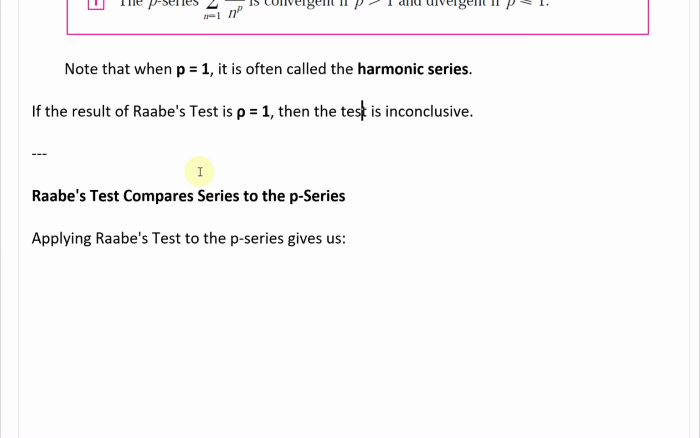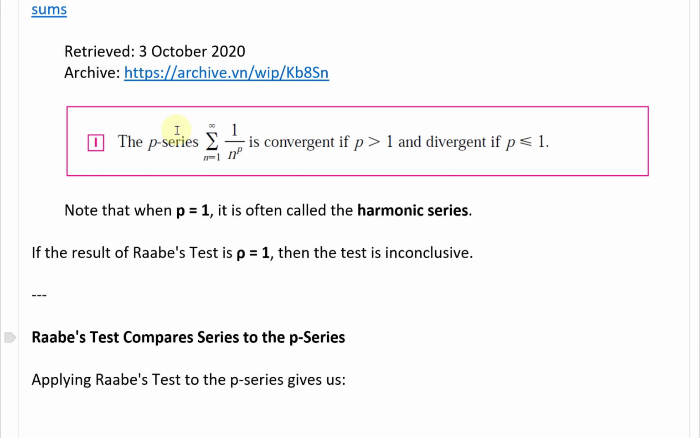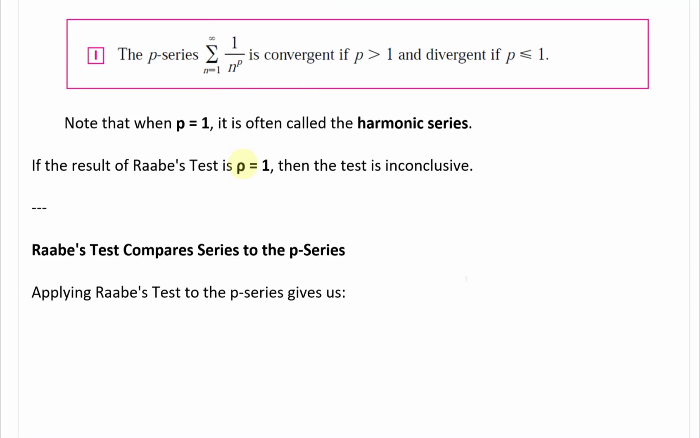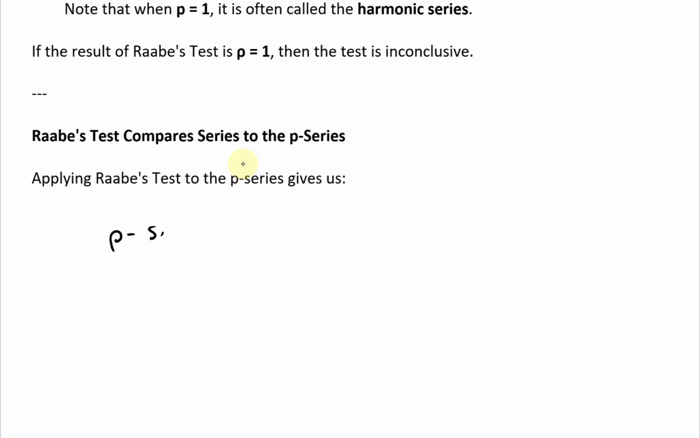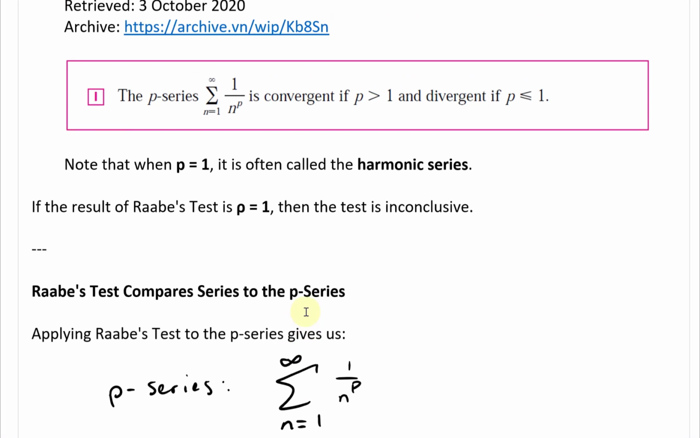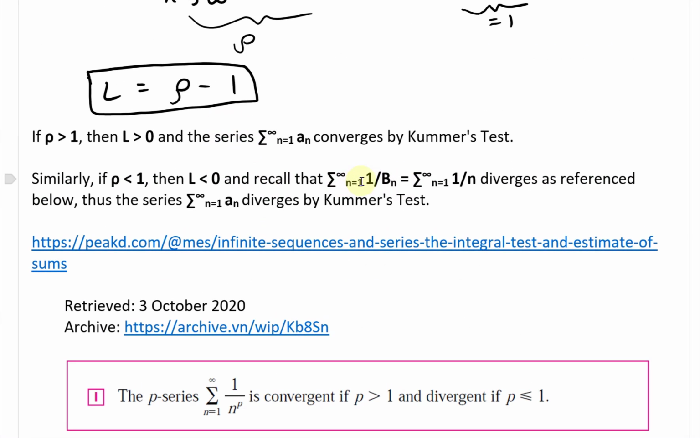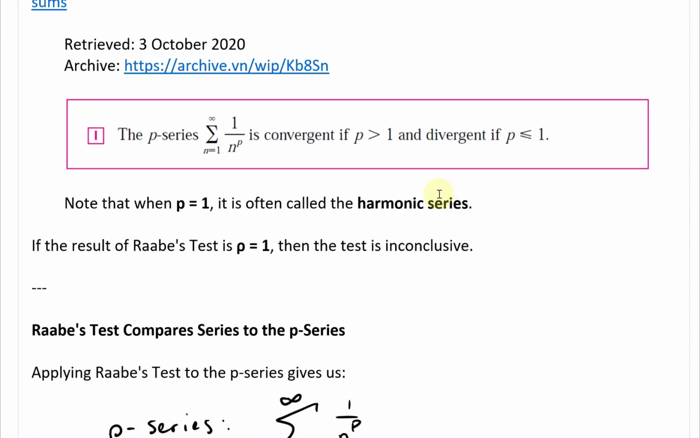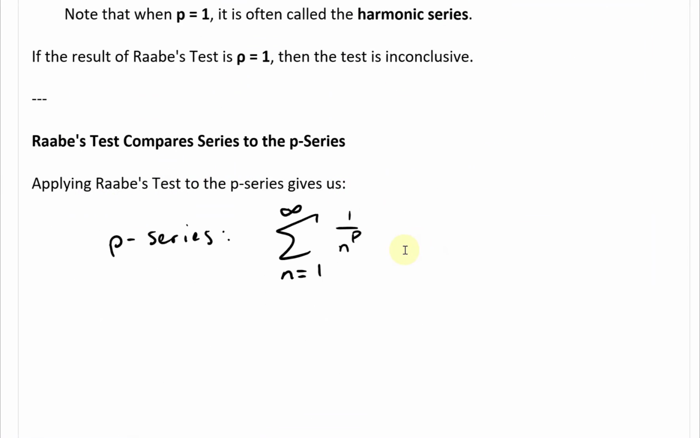Alright, let's go further. Raabe's test compares series to the p-series. So applying Raabe's test to the p-series gives us, let's write our p-series, summation from n equals 1 to infinity of 1 divided by n to the power of p. We already used the proof and showed that we had to compare it with the p-series there. But now if we apply it to the p-series, we pick our an to be the p-series term, 1 over n to the power of p.